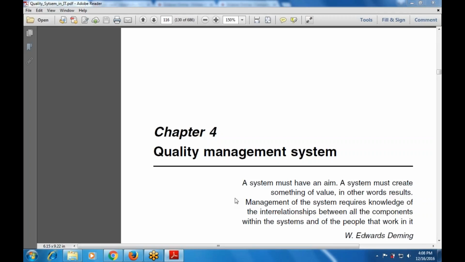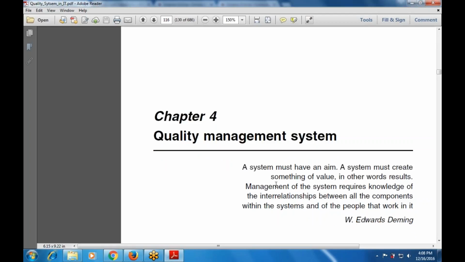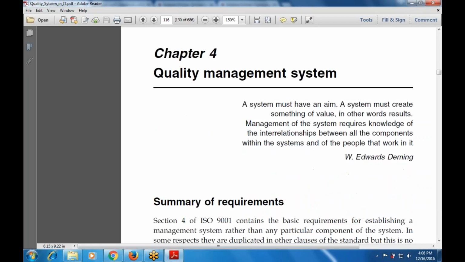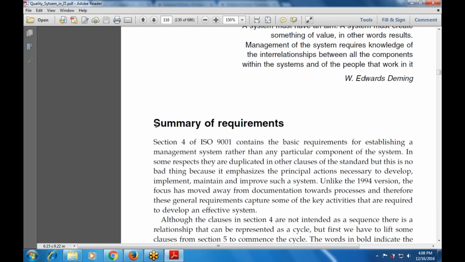That system must have some aim, must have some qualities, and must create something of value. In other words, when we look at a management system, it also requires knowledge of the interrelationship between the various components available in the system. First is a summary of the requirements, which is what we have studied.